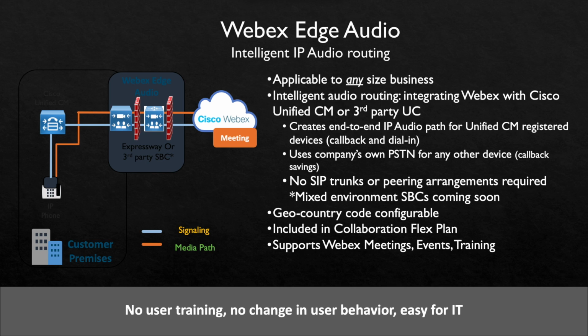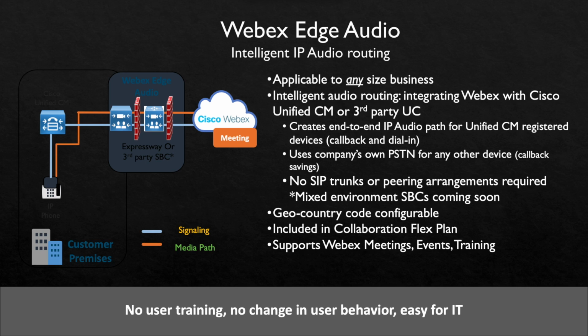Now, adding Edge Audio into your solution can be added a couple different ways. It is included in the Cisco Collaboration Flex Plan 2.0, which just came available in September 2019. It's also available for customers that order the ASPK or AWBX license models, but there is an extra cost incurred with those. So if you're using Flex Plan already, Flex Plan 2.0, or you're upgrading your license to Flex Plan 2.0, Webex Edge Audio is included in that automatically.